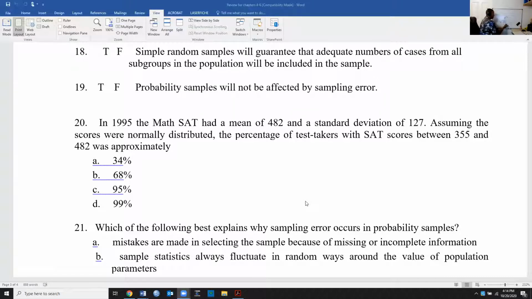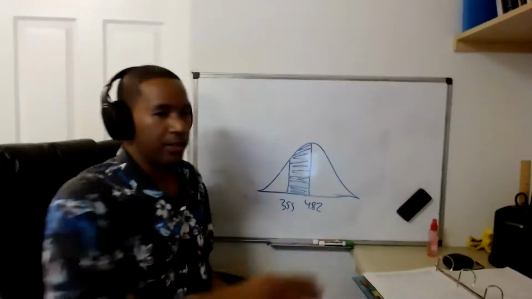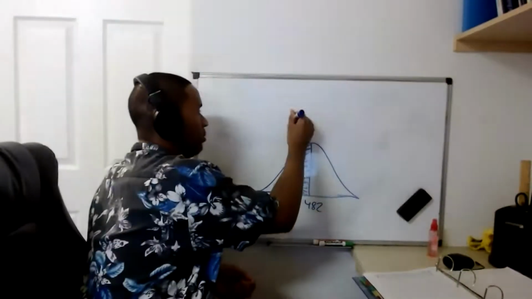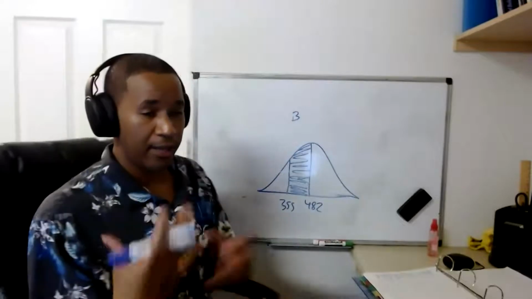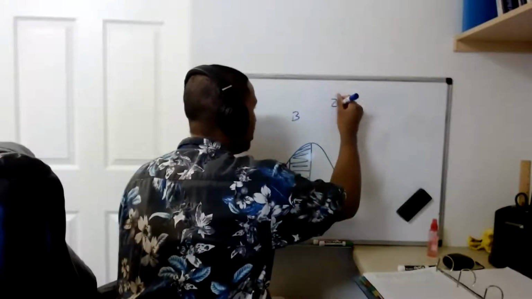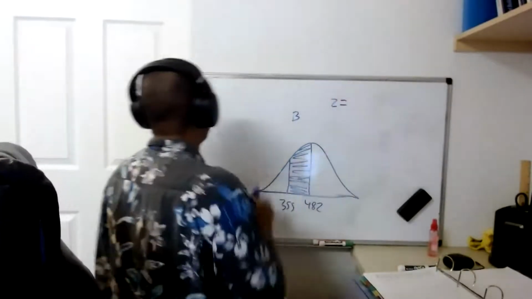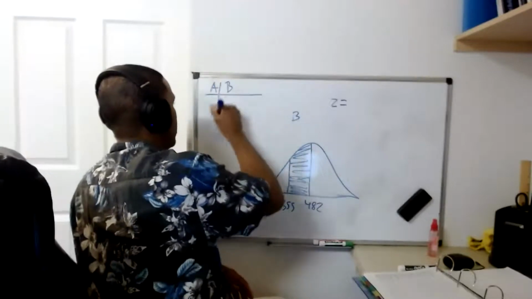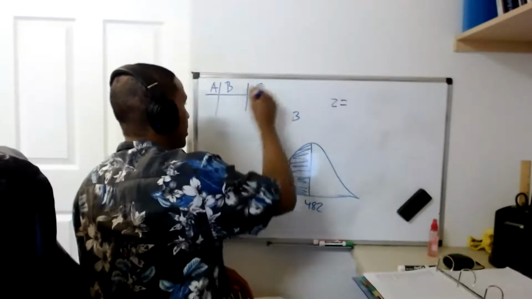And when I shade in 355 to 482, what column am I looking into? The B or the C column here? The B. Good, so I'm going to be looking into the B column. Now the next step that I would do is I would calculate a z-score. So my z-score formula is equal to what? What is z equal to?